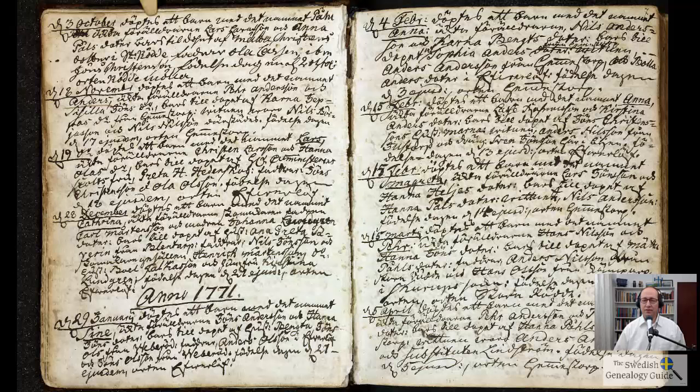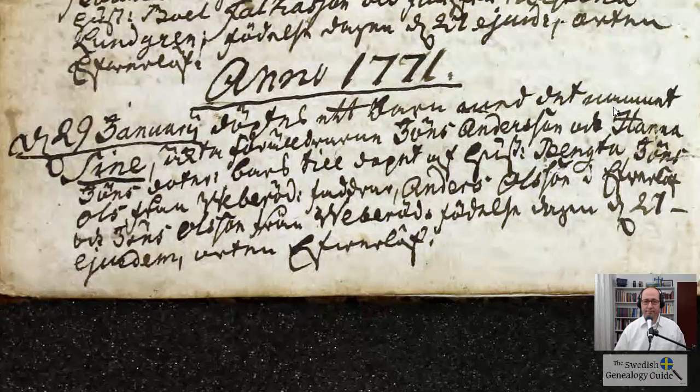Let's get started. The first thing you want to do is get used to how the record is organized. In looking at these pages, we can see that there are these days and months that have been underlined that are used to show where each entry begins. So there are 10 birth and christening entries on these two pages. Let's zoom in and look at one of these examples closer.